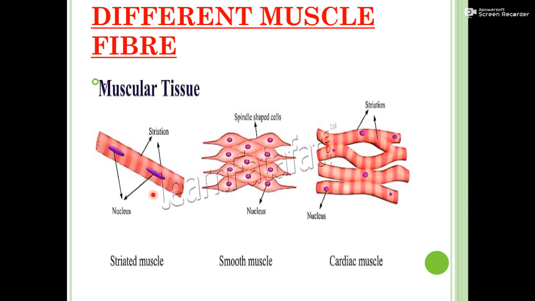Now why are these skeletal? These are skeletal muscles because they are connected with our skeleton, such as hand muscles, such as leg muscles. Because they are connected with our skeleton, meaning bone, that's why they are skeletal muscles.